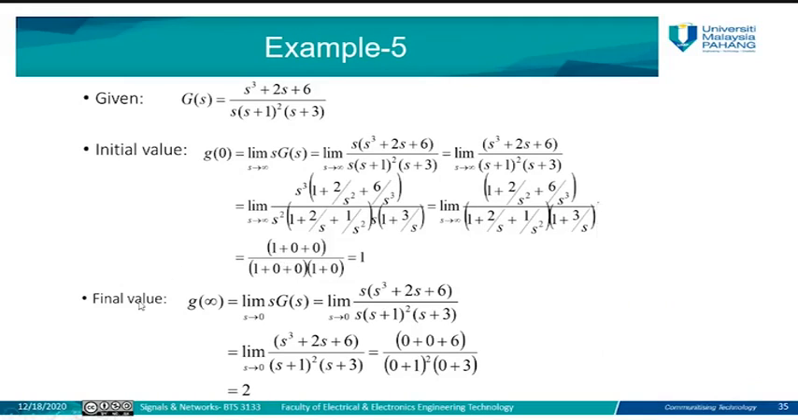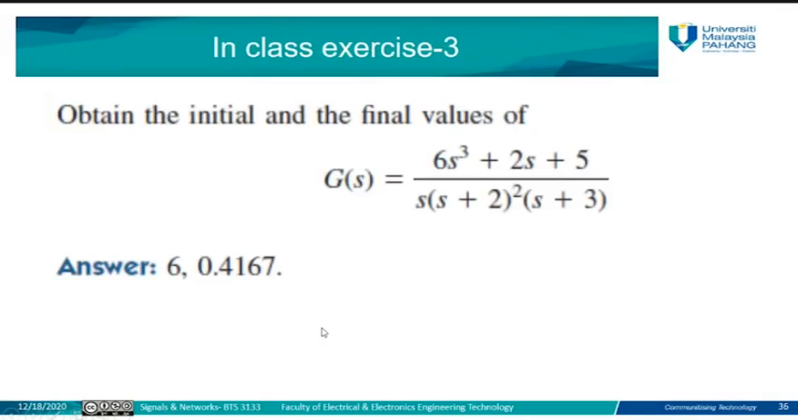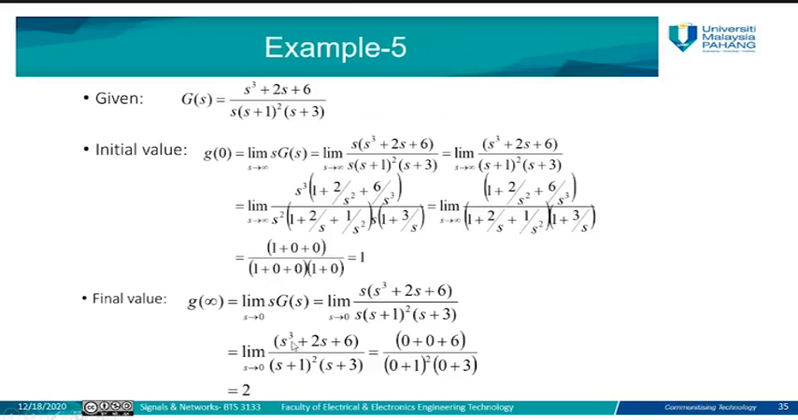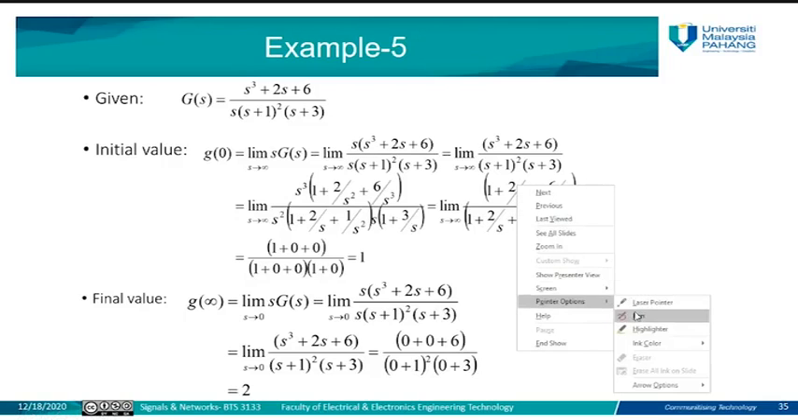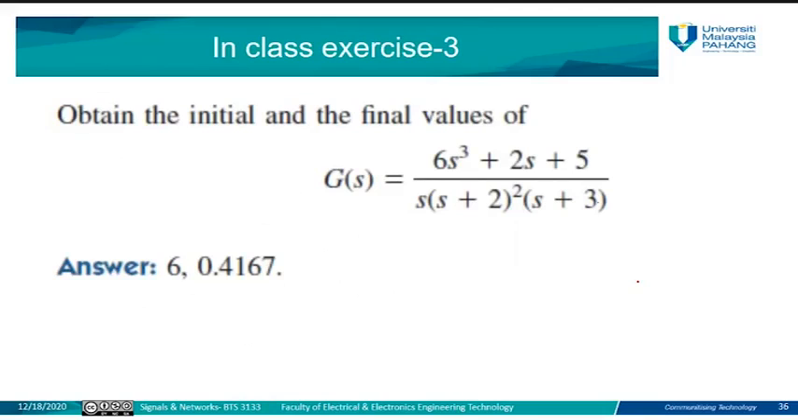Okay. The same is for the final value here. In the case of the final value, you also apply the formula, but you directly substitute the value, which is 0. So here you have s equal to 0. This one is 0. You still have 6 in the numerator. Here 0, 0. You still have 3 in the denominator. So 6 over 3 will give you 2. This one is an exercise you can do, and you already have the answer here. You can check whether your answer is correct or not.